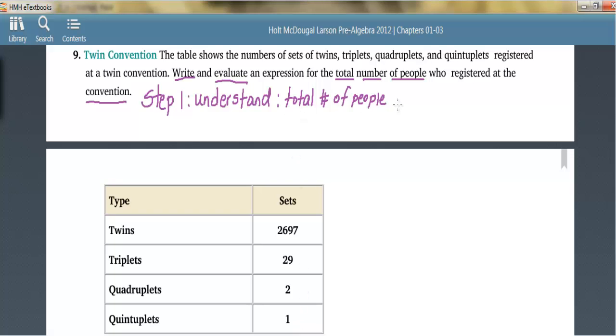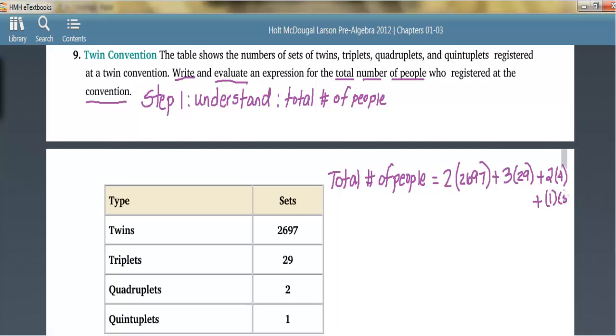How can I find the total number of people? Well, you add, right? So let's see what this looks like. I would say that the total number of people equals 2 times 2,697, and that will give me the amount of twins, plus 3 times 29, that will give me the amount of triplets. There's 29 sets of triplets. That means 29 times 3 will give me the amount of people for that group, plus 2 sets of quadruplets, which is 2 times 4, plus 1 set of quintuplets, which is 1 times 5.